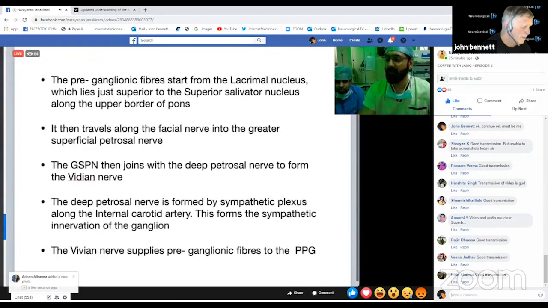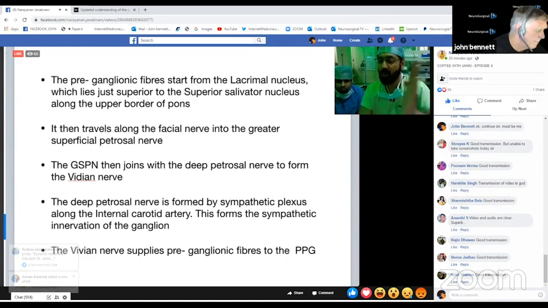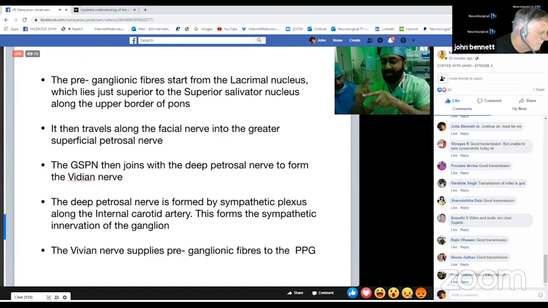The preganglionic fibers start from the lacrimal nucleus, which lies just superior to the superior salivatory nucleus along the upper border of the pons. So lacrimal nucleus, and then travels along the facial nerve into the greater superficial petrosal nerve. So you know, in the geniculate ganglion, you get the greater superficial petrosal nerve, and then that greater superficial petrosal nerve joins with the deep petrosal nerve, which is the plexus around the internal carotid artery, and they both join to form the nerve of the pterygoid canal. The deep petrosal nerve is formed by the sympathetic plexus around the internal carotid artery. This forms the sympathetic innervation of the ganglion. The nerve of the pterygoid canal supplies preganglionic fibers to the pterygopalatine ganglion.